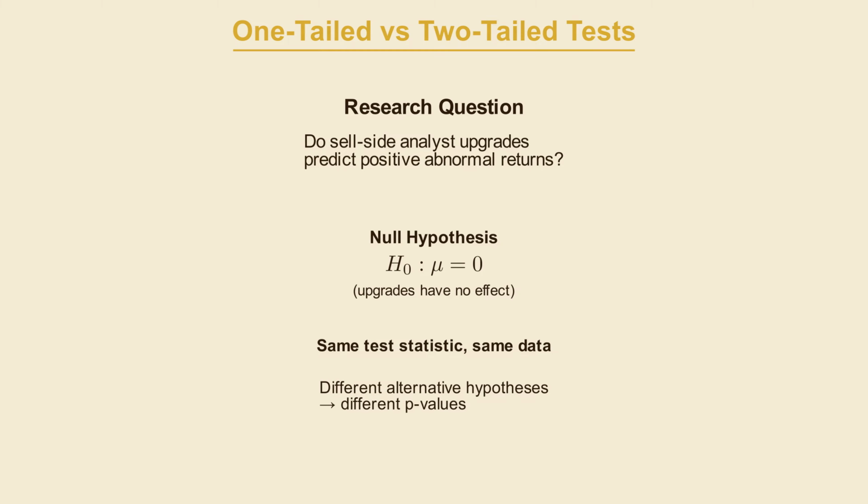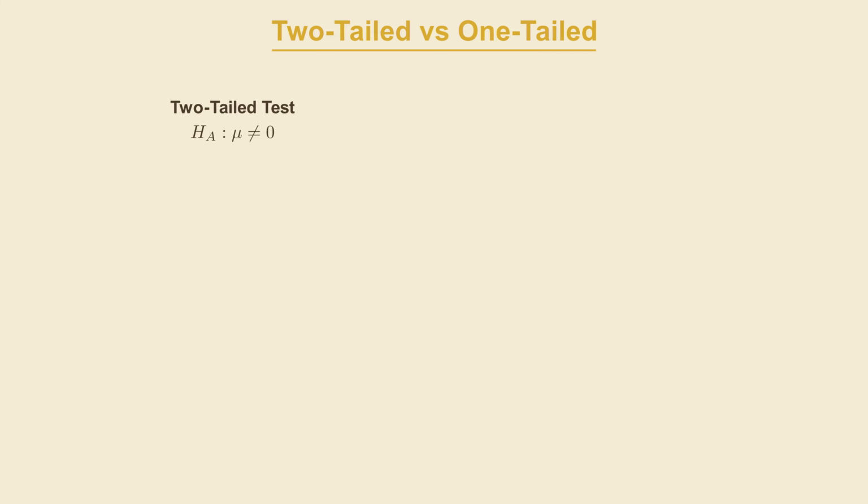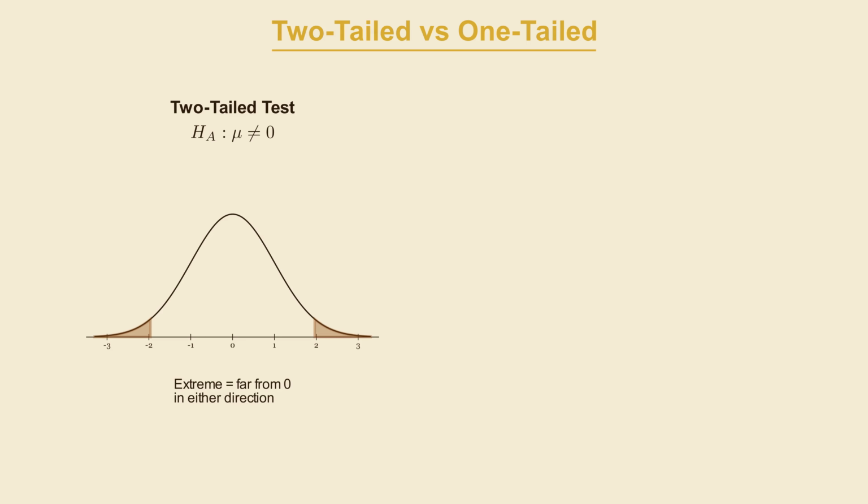We already know from the p-value video that the p-value measures how likely a result at least as extreme as this value would be under the null. That tail choice determines what counts as extreme. A two-tailed test asks whether the average return is different from zero in either direction. The alternative is that the mean is not equal to zero. So if we wanted to define extreme, it would mean far from zero in either direction. So the p-value includes both tails of the t-distribution, the results that are unusually high and the results that are unusually low.